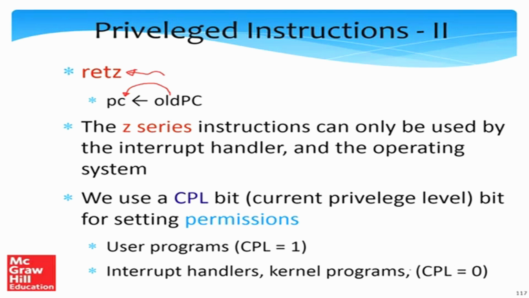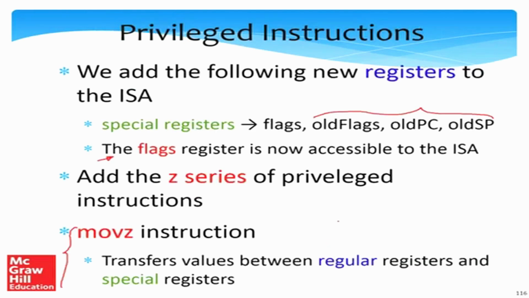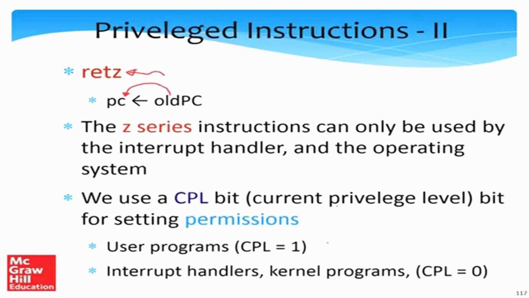What this means is that the user programs will use a certain kind of registers and instruction encoding. They will not be able to see the special additional registers, old flags, old PC, old SP, or even the flags register for that matter. They can see it implicitly but not explicitly. However, once an interrupt or exception handler comes, the CPL bit will automatically change from 1 to 0. Then our interrupt handlers and kernel programs will be able to access all the special registers as well as special instructions.